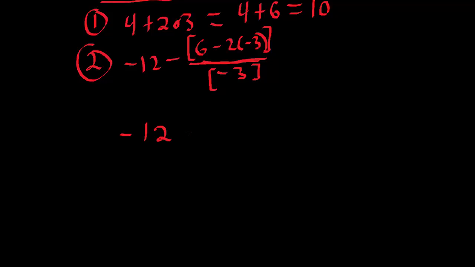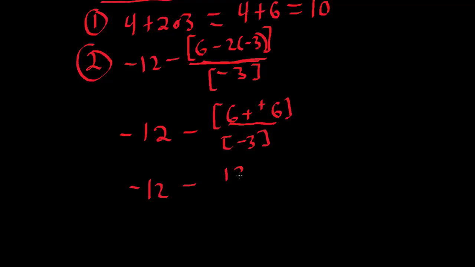So, as in PEMDAS, you do it inside the parentheses first. So in this parentheses, it becomes 6 minus 2 times negative 3, which is negative 6. Minus negative is plus, keep change, and on the bottom you still have that negative 3. Well, what is 6 plus 6? 6 plus 6 is 12, and you do 12 divided by negative 3. What is 12 divided by negative 3? It is negative 4. So keep change, negative 12 plus 4 is negative 8.